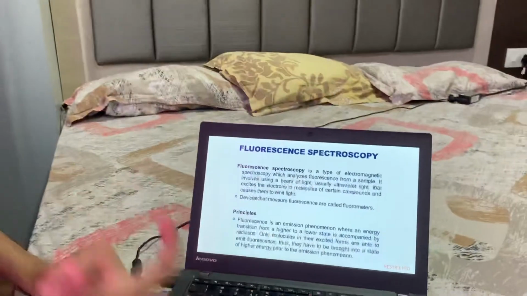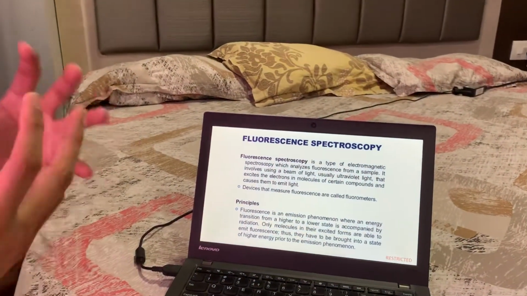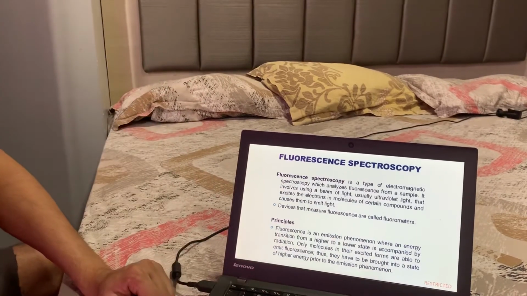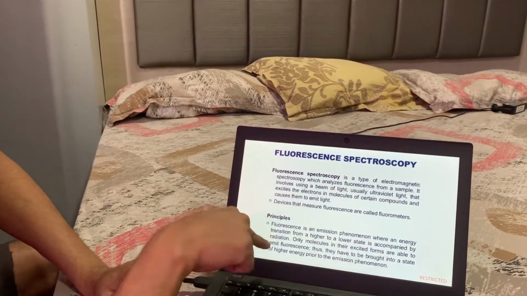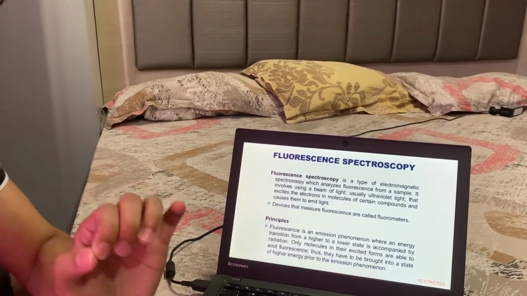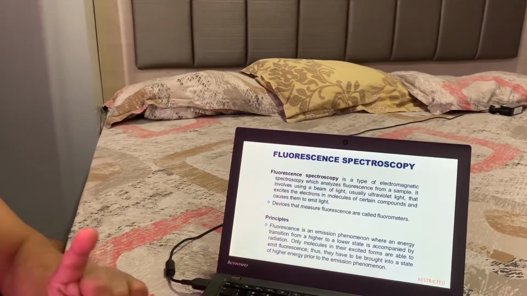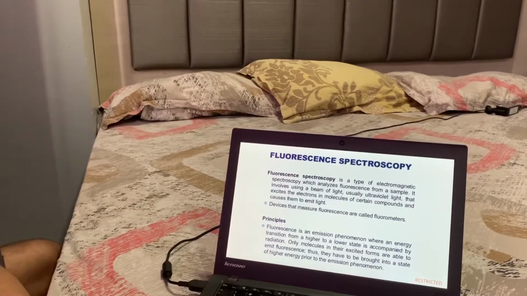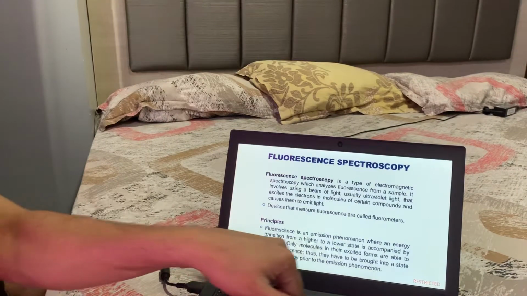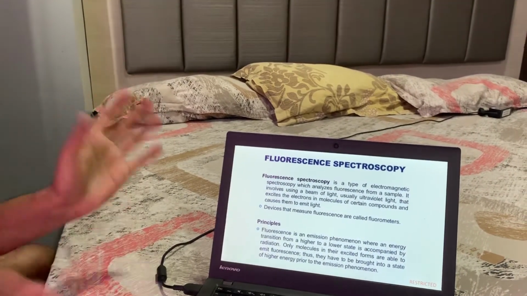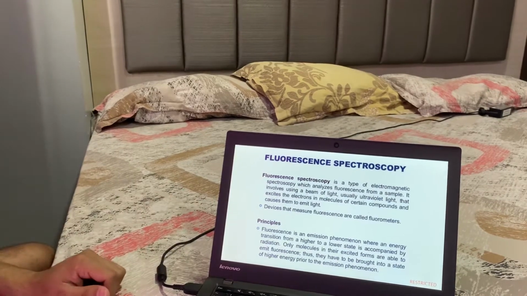So if you look here, fluorescence is an emission phenomenon. It means there will be an emission where an energy transition from a higher to a lower state is accompanied by radiation, and only the molecules which are in the excited form because of these photons emit fluorescence, once they are brought back into the ground state. And measurement of this is simply fluorescence spectroscopy.